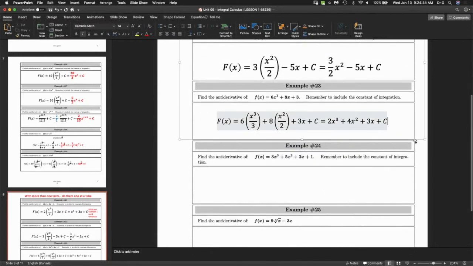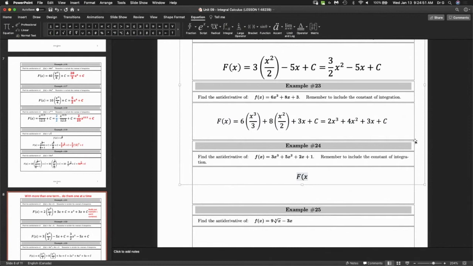And example 24, that's a quad. Some more of the same, okay? Don't get intimidated by these. It's the same thing over and over again. It's just more terms. So example 24 is like 4 easy questions kind of put together.